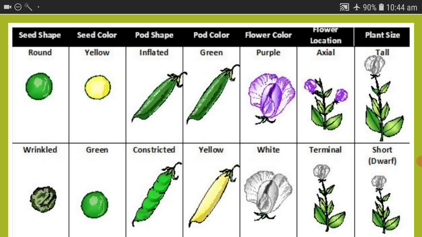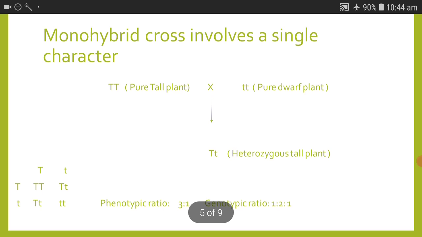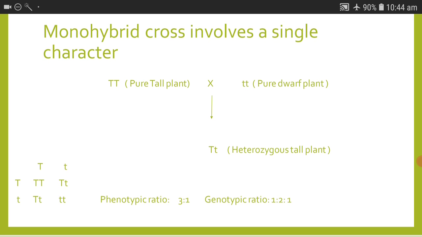So let us take the monohybrid cross into consideration. Here let us take the plant size and repeat the experiment done by Gregor Mendel. Monohybrid cross involves a single character. In this slide you can see on one side there is a pure tall plant and on the other side there is a pure dwarf plant. Pure tall plant is represented by capital T, that is homozygous tall plant, and pure dwarf plant is represented by small t, that is homozygous dwarf plant.